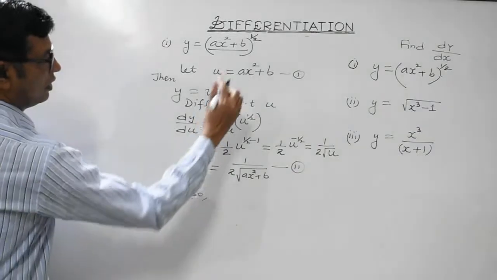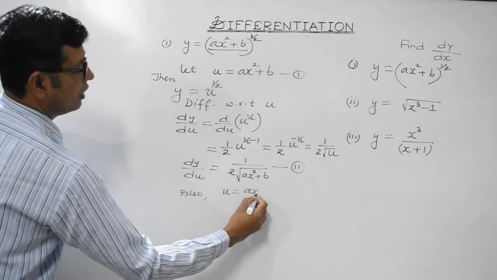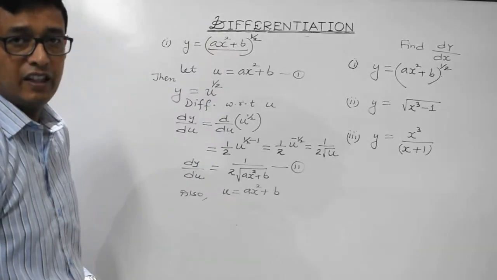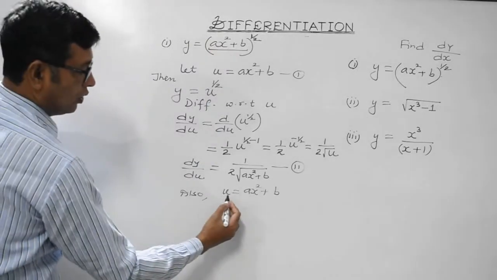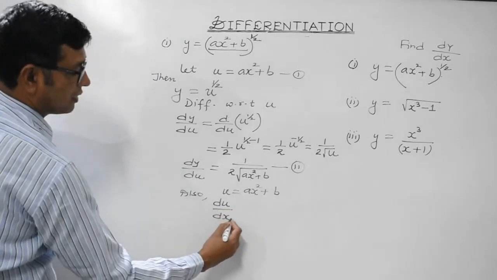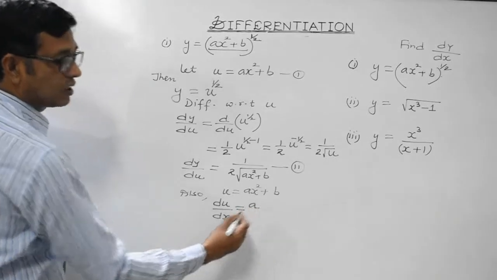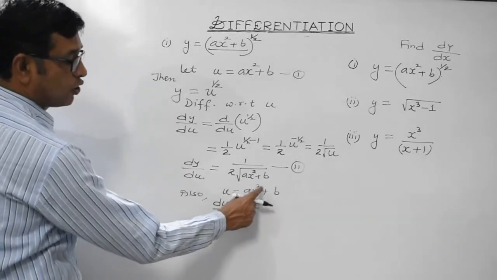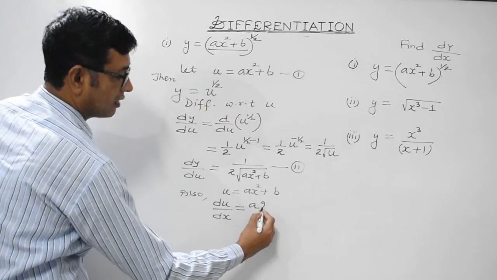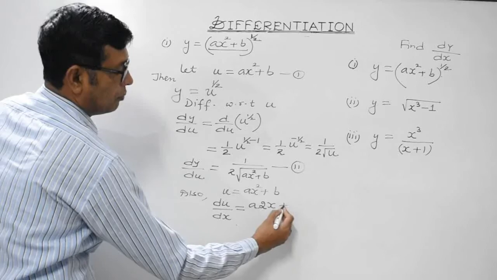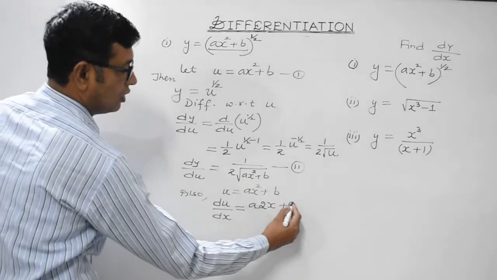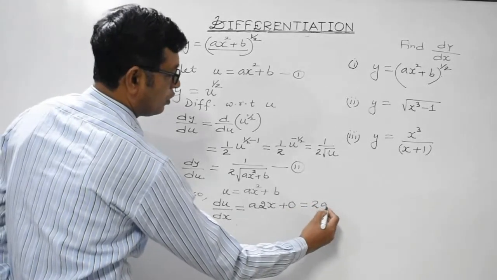Also, u is ax square plus b. Here a and b are constants. So, x is variable. So, differentiate u with respect to x. A can be taken outside. Differentiation of x square would be 2x to the power 2 minus 1. Students are writing here directly. Plus, this is constant. Differentiation of constant is 0. So, we will be left with only 2ax.